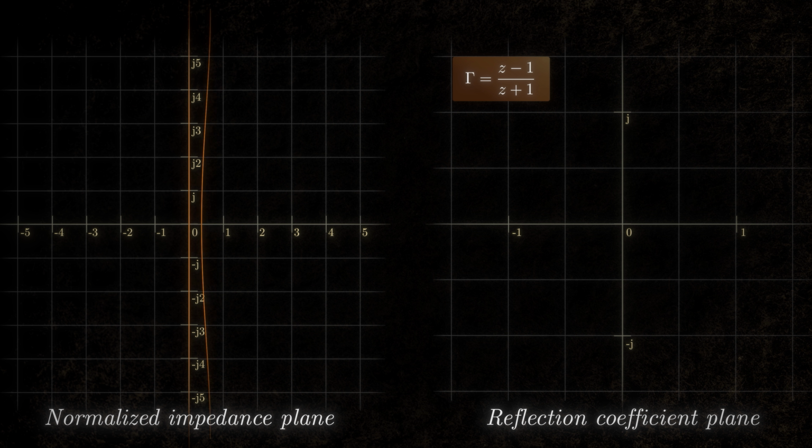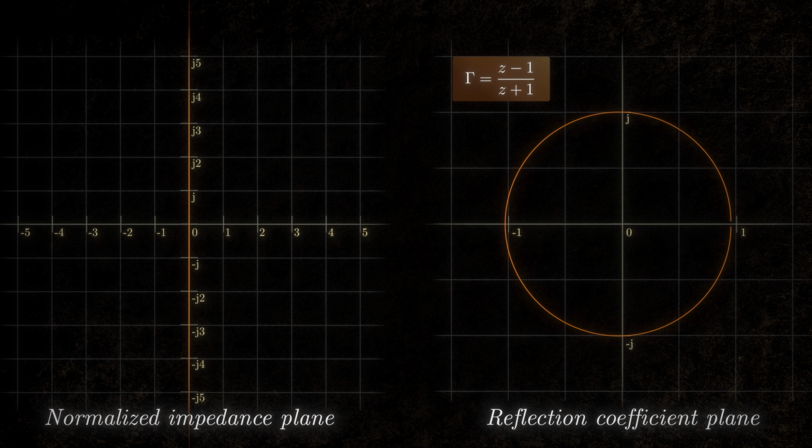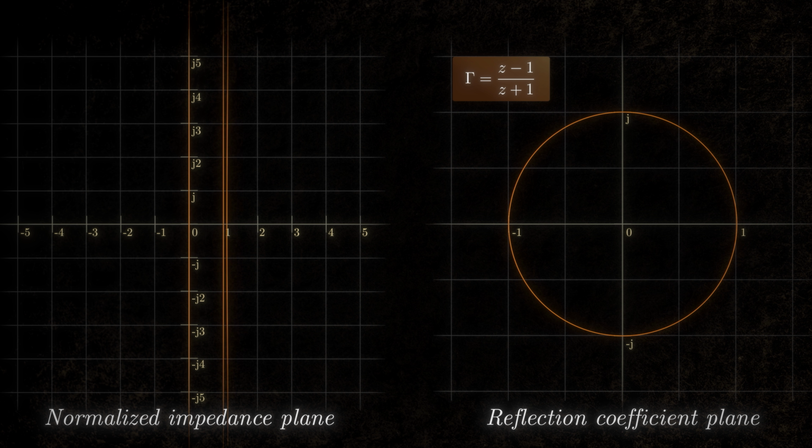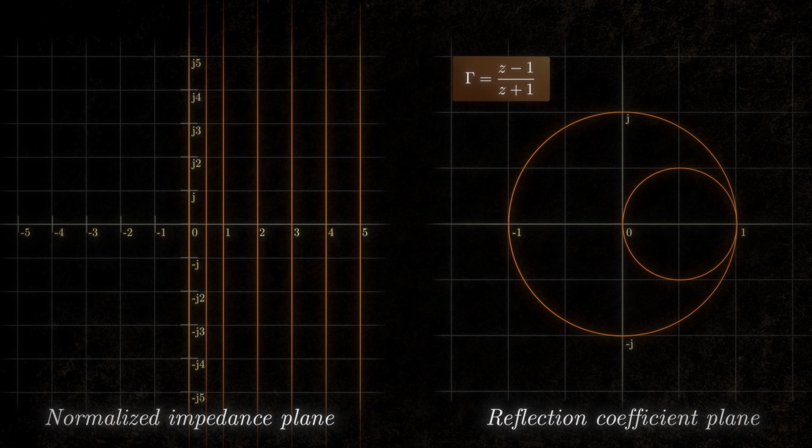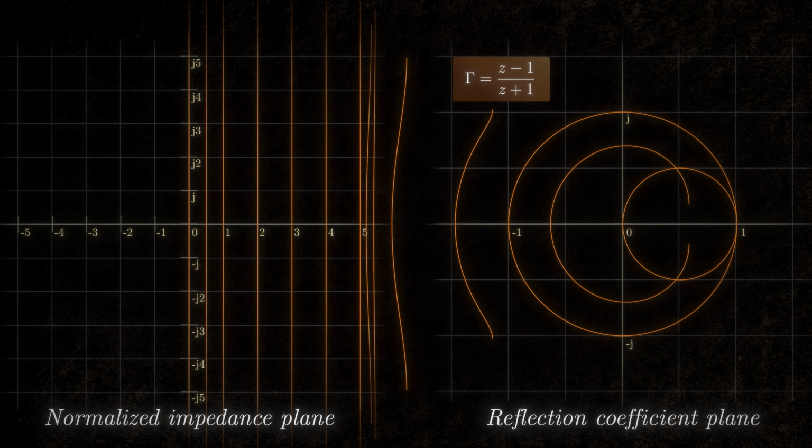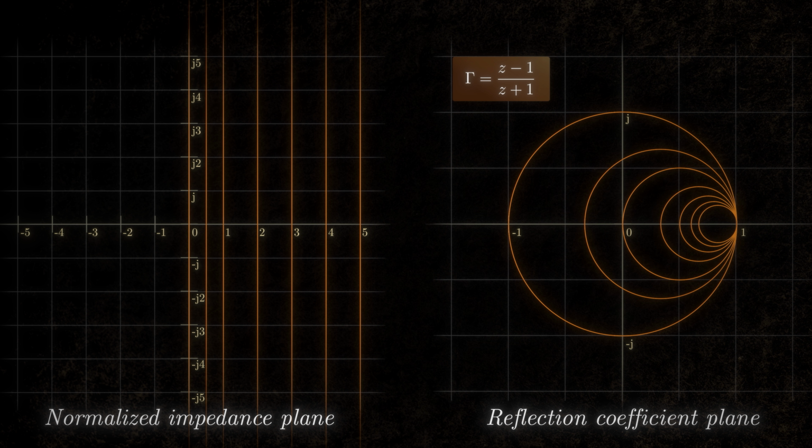Now apply the transformation, and that line becomes a circle. Let's try another constant resistance line. Again, this line becomes a circle. And we can do this for all positive constant resistance lines. What we get is this whole family of circles.